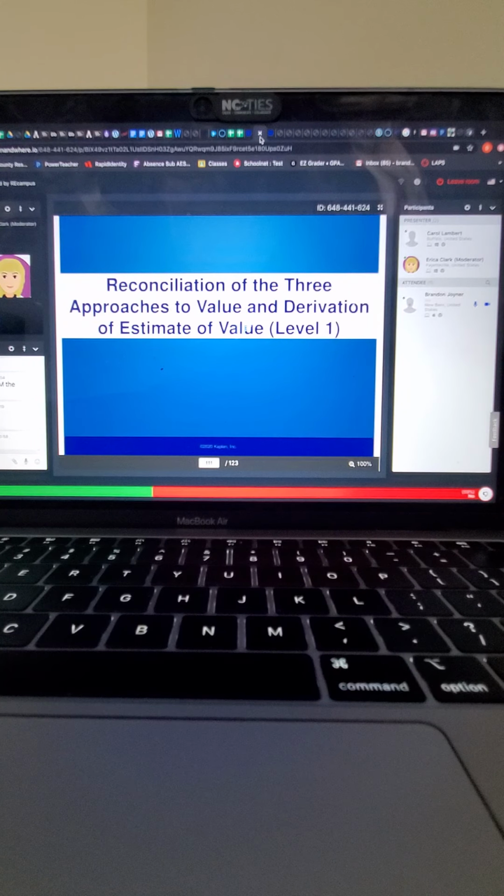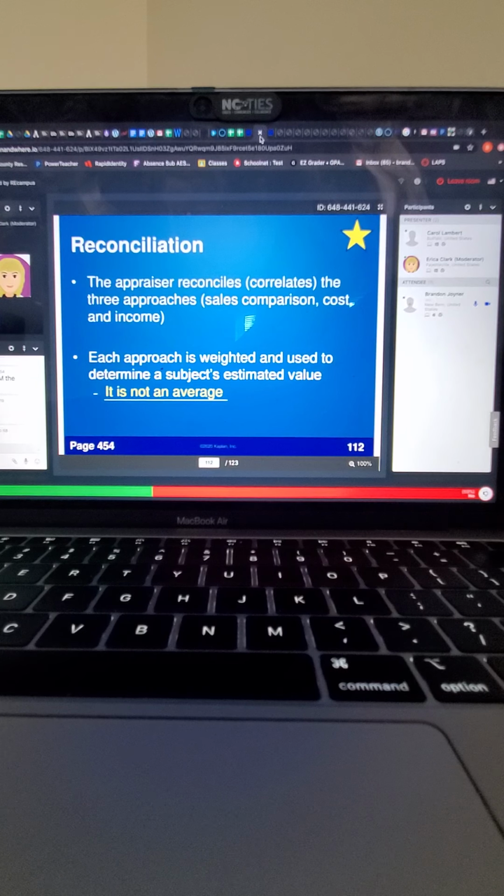If it is a single family home, what's the best approach to use for single family? It's the one that we use to do our CMA. Right, the comparables. CMA, sales comparison approach, is the best approach to use for residential sales.